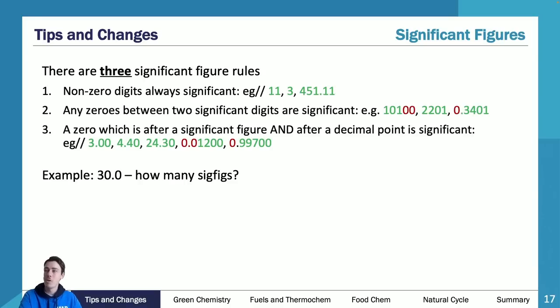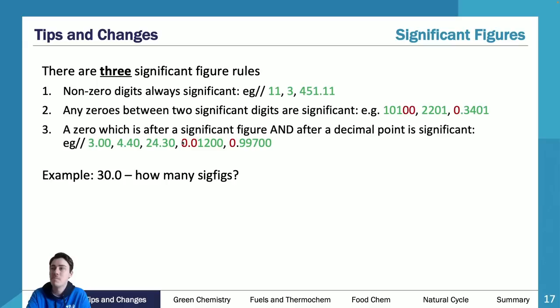A zero which is after a significant figure and after a decimal point is significant. So this first one here, I could just write that as 3. But because I wrote that as 3.00, that means I have 3 significant figures. Same thing here. I could have written this as 4.4, but I put a 0 on the end, so it counts. Now this one's interesting. This first 0 does not count, because if I had to write this out more simply, I'd write 0.012.